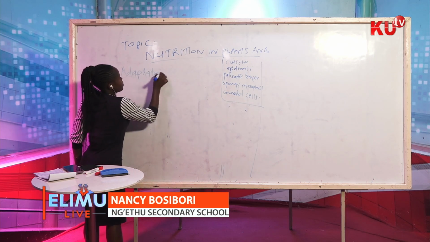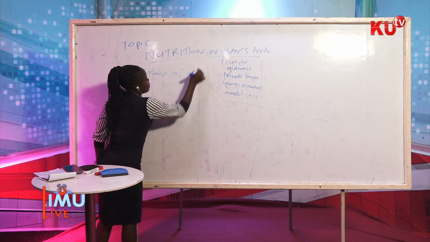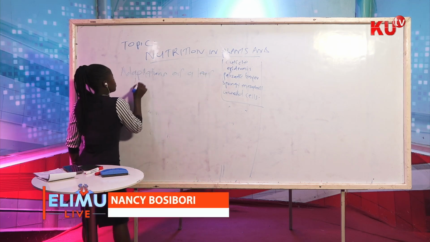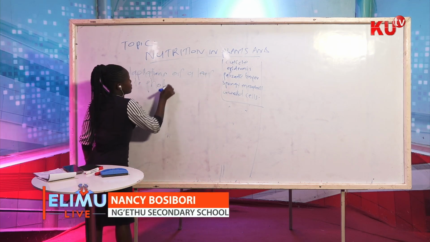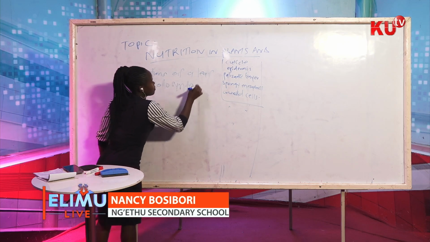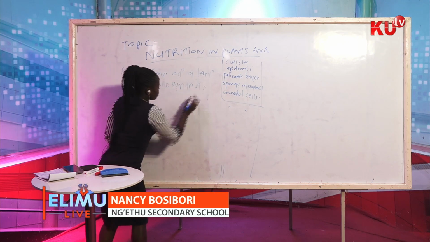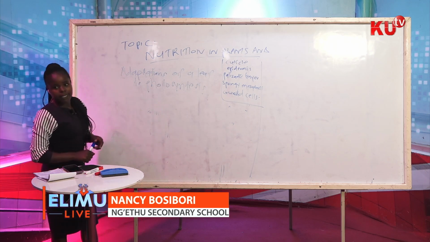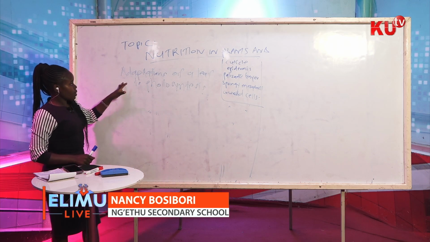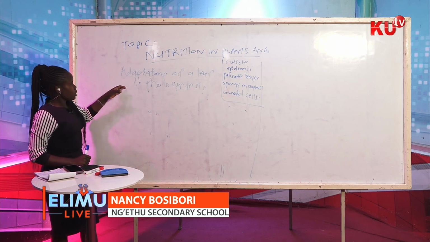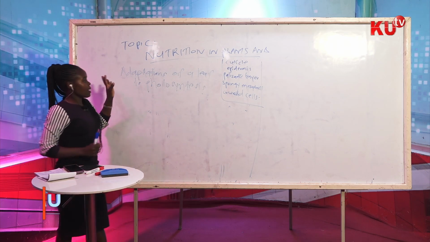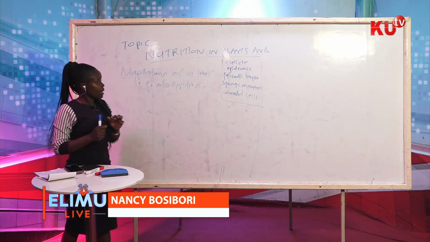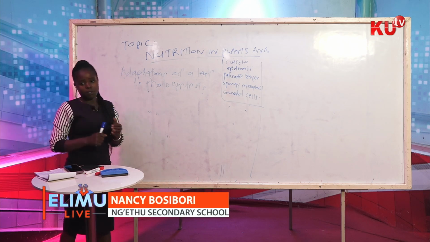Adaptations of a leaf to photosynthesis. So, having learned about the external parts of a leaf and the internal structure of a leaf, I think you will be able to answer this kind of question, which is asked as the adaptations of a leaf to photosynthesis.